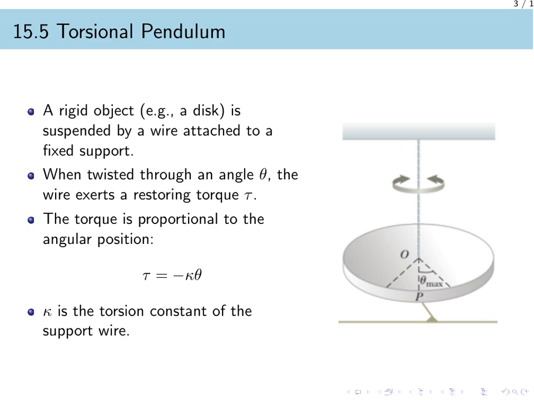Mathematically, the torque equals the negative of the torsion constant, represented by the Greek letter kappa, multiplied by the angle theta. Here, the torsion constant is a property of the wire that describes its stiffness against twisting. The diagram illustrates this motion, showing the disc oscillating through a maximum angular displacement.